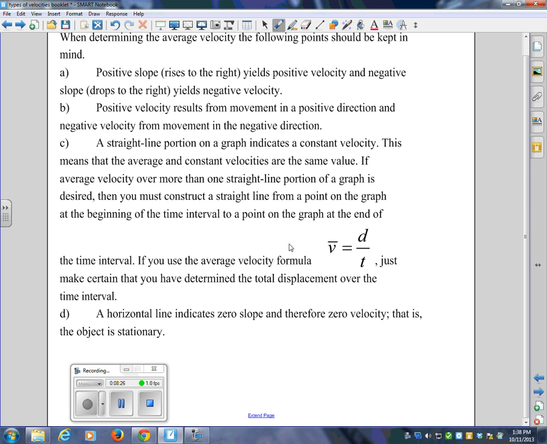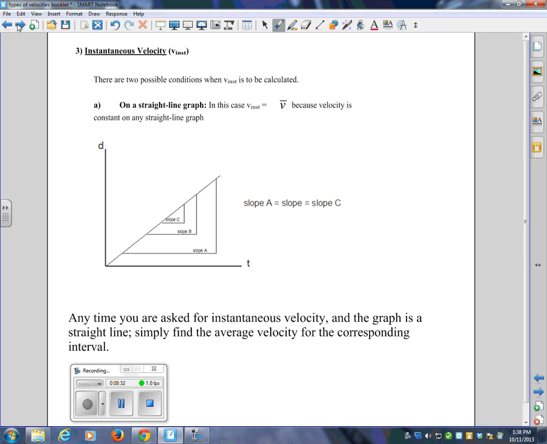All right. Last one, a horizontal line indicates 0 slope and therefore 0 velocity. That is, the object is stationary.